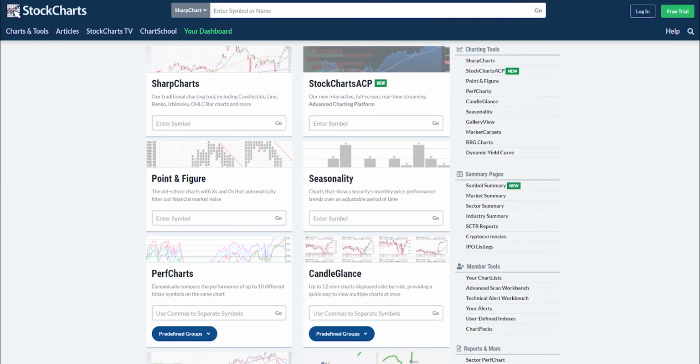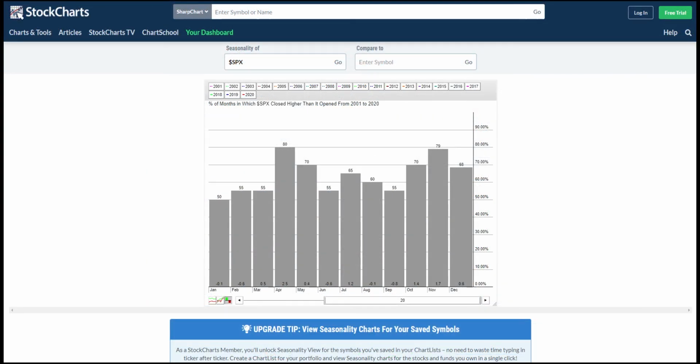And the last application that I want to present to you is stockcharts.com. On the website, there are a lot of different features, but what we need from it is the seasonality charts. There, you can select a symbol, and after that, you can search for the market seasonality pattern for that symbol for over 20 years back. What the graph will show you is the percentage of months which closed higher than they opened.